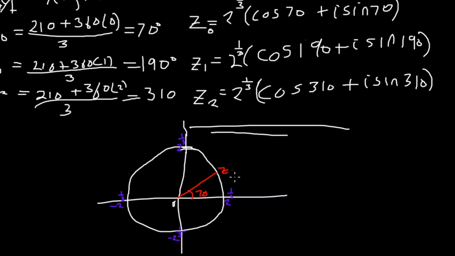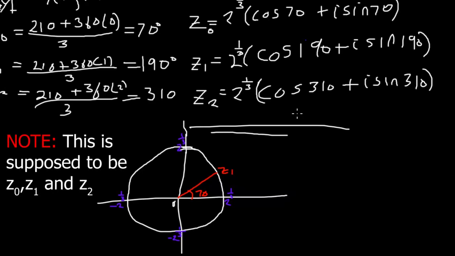Then when you subtract, 190 minus 70, you get your answer to be 120. So you draw 120 from there, or if you want you can just draw 190 from this angle, like that. Then 190 is going to be somewhere there, and then it's going to be like this. So this is going to be my 120. So this is your Z2.